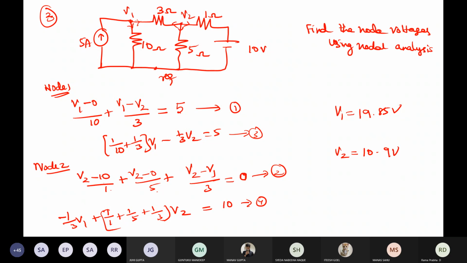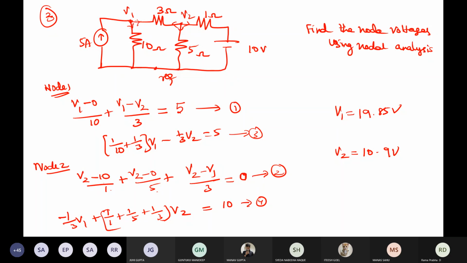Is nodal analysis understandable? You have to do many problems, students, and then only you get the variation. My V1 is coming 7.89. Then that is wrong; I would have made some mistake. This is 1 by 10 plus 1 by 3, how much? 0.43. This is 0.1 and 1 by 3 is 0.33. Okay, 0.43.